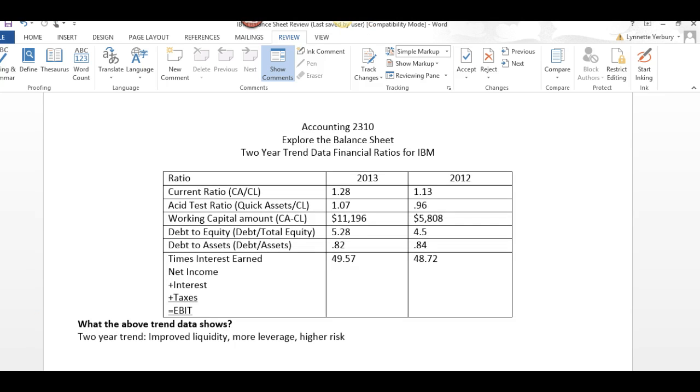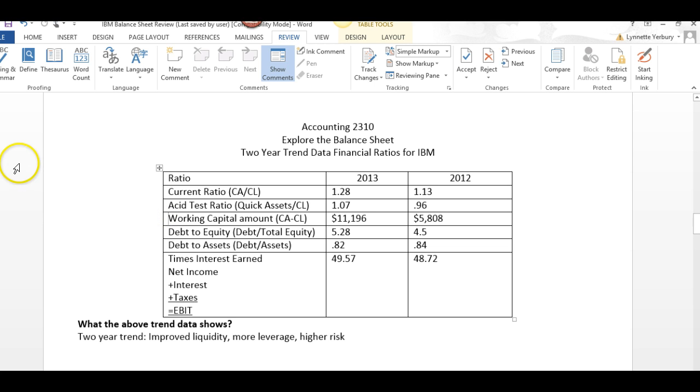Welcome back. I calculated the ratios as well and placed them in the various boxes. How did you do? Your numbers look pretty close to mine. Whether they do or not, let's talk about them. First, the current ratio. We'll look at liquidity first by looking at the current ratio, the asset test ratio, and the amount of working capital for IBM.